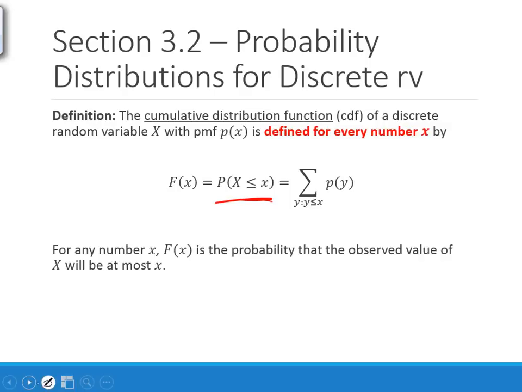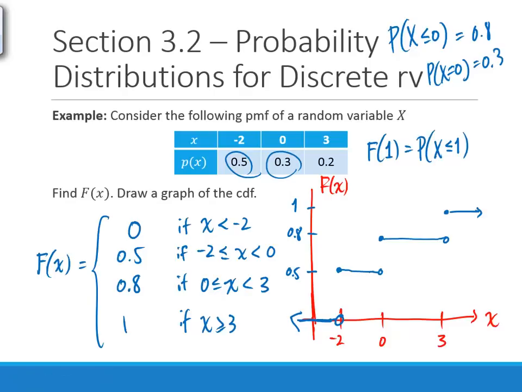Okay, so then I put up this example, and I don't think I did a very good job of convincing you that this is how it went. So again, top of page 4 of your chapter 3 notes. If we have a PMF given here, x can take on three different values, negative 2, 0, or 3, and then just sort of generically assign those probabilities. Probability of being negative 2 is 0.5, probability of 0 is 0.3, probability of 3 is 0.2. We wanted to say what the CDF was and then kind of make a picture of it.